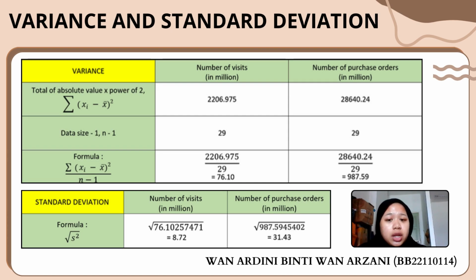For the standard deviation, all you have to do is take the square root of the variance. For the number of visits, the value is 8.72 million, and for the purchase orders it is 31.43 million.